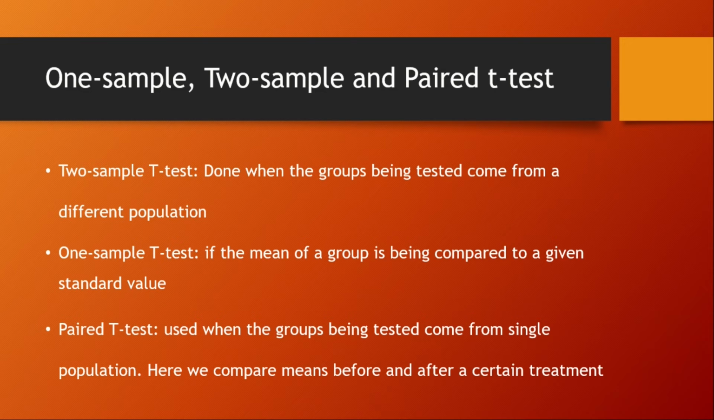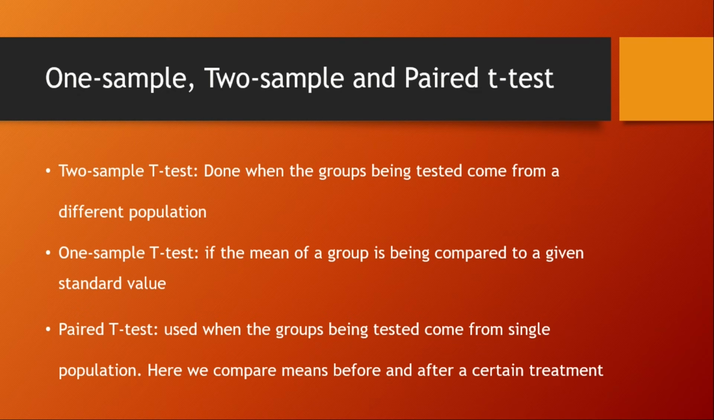And under t-test, we have one sample t-test, two sample t-test, and paired t-test. So what does this mean? A two sample t-test is done when the groups being tested come from two different populations. For example, you want to compare the mean daily temperature between two towns. We have town A and town B. So as you can see, these are two different populations.